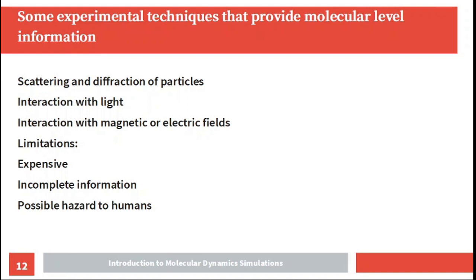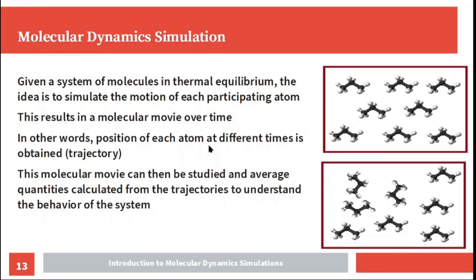And finally, some of these experiments can be hazardous to humans. For example, all experiments having to do with radiation, be it synchrotron radiation, light, X-rays, neutron scattering, they can all be dangerous to humans. One way of avoiding that is, of course, to do molecular dynamics simulations.